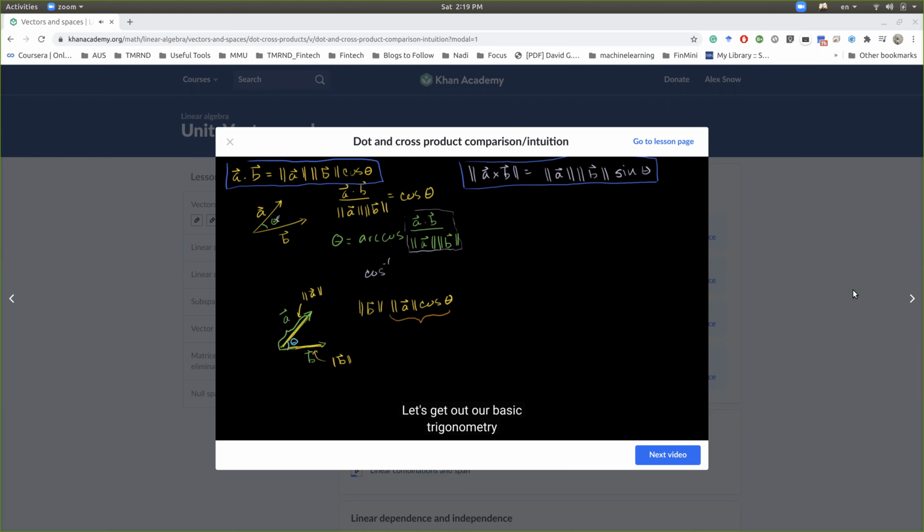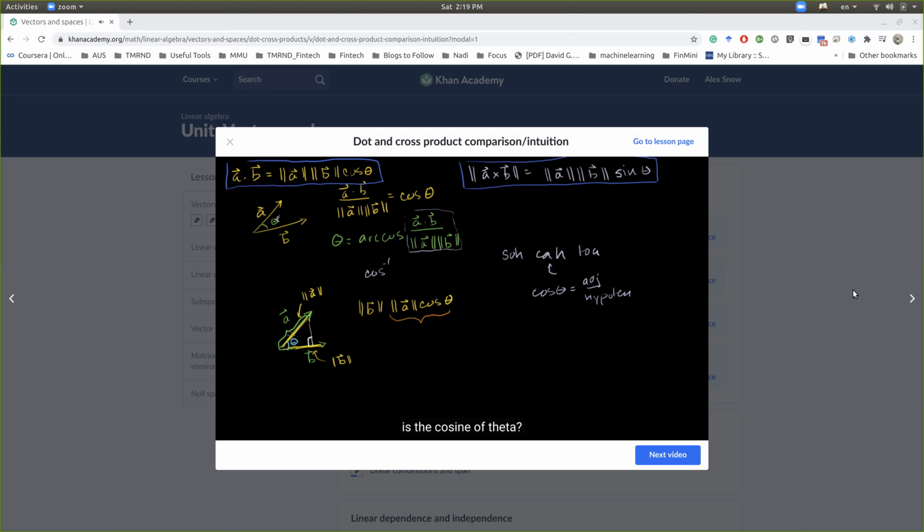Let's get out our basic trigonometry tools. SOHCAHTOA. Cosine of theta is equal to adjacent over hypotenuse. So if I create a right triangle here, and let me introduce some new colors just to ease the monotony. If I drop a right triangle right here, and I create a right triangle right there, and this is theta, then what is the cosine of theta?